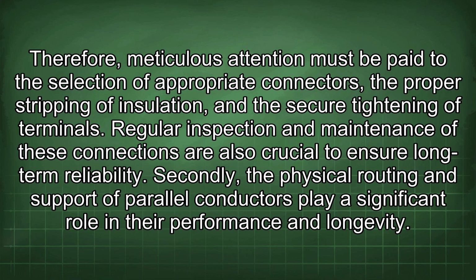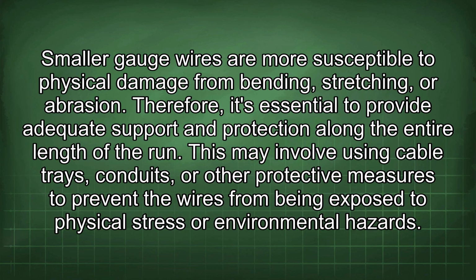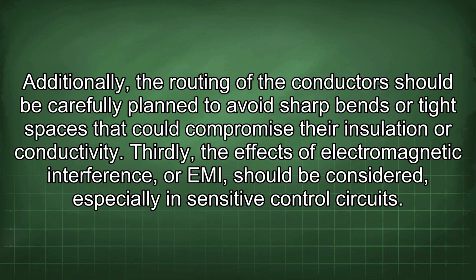Secondly, the physical routing and support of parallel conductors play a significant role in their performance and longevity. Smaller gauge wires are more susceptible to physical damage from bending, stretching, or abrasion. Therefore, it's essential to provide adequate support and protection along the entire length of the run. This may involve using cable trays, conduits, or other protective measures to prevent the wires from being exposed to physical stress or environmental hazards. Additionally, the routing of the conductors should be carefully planned to avoid sharp bends or tight spaces that could compromise their insulation or conductivity.